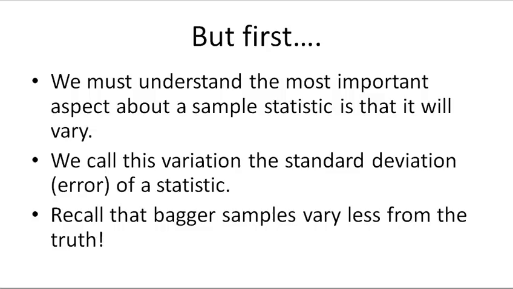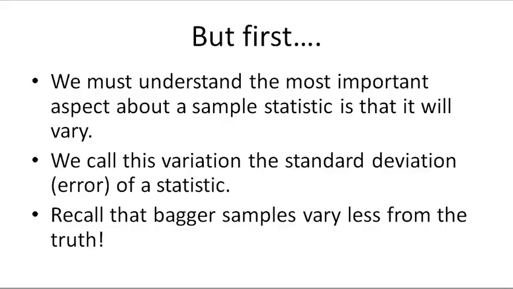All right, but first we need to understand something extremely simple. We must understand that the most important aspect about a sample statistic is that it will vary. Remember, that's the one thing we've always been saying: samples vary. If you think about gathering a sample of people, there are hundreds and millions and probably even more samples of people. It's impossible to know all of them, but we do understand that samples themselves are going to vary from one to another. So we call this variation the standard deviation of a statistic.